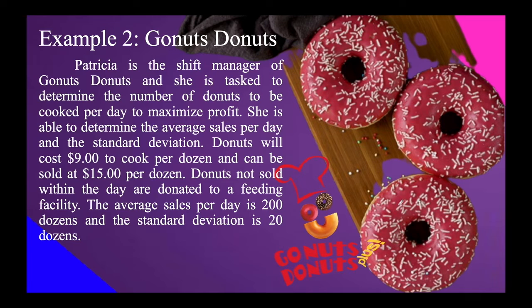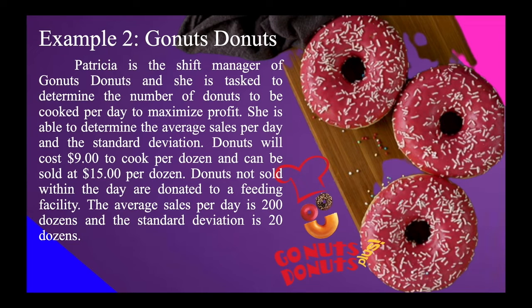for them to be able to maximize their profit, of course. And she is able to determine the average sales per day and the standard deviation. So, almost the same with our previous problem. Given the average sales, given the standard deviation, and of course, the ML and the SP. And donuts will cost $9 to cook per dozen. So, since this is cost, this will be the marginal loss, and can be sold at $15 per dozen. So, selling price 15.